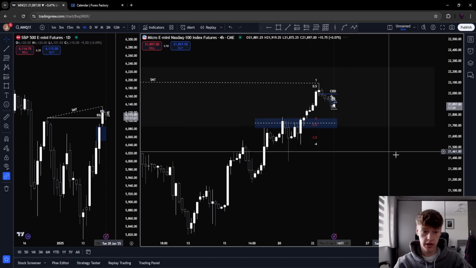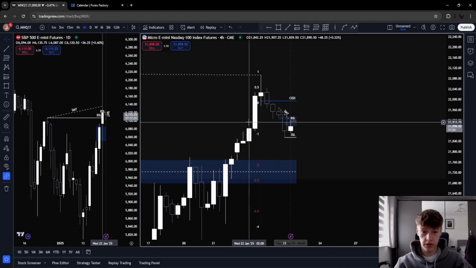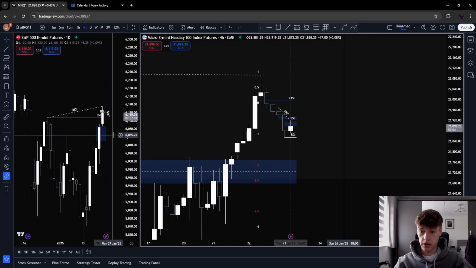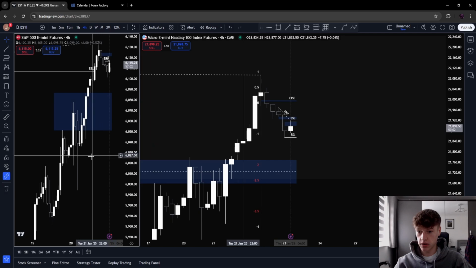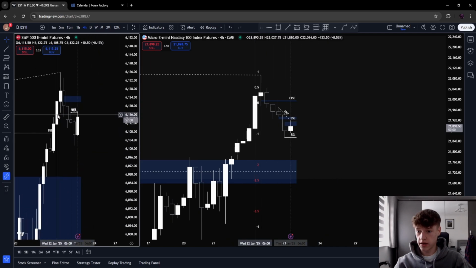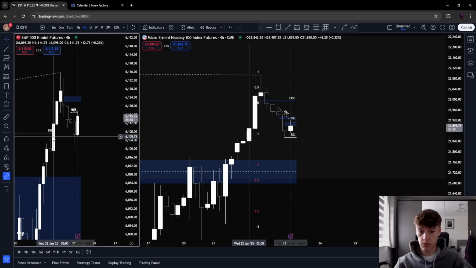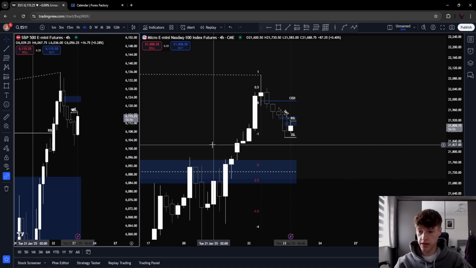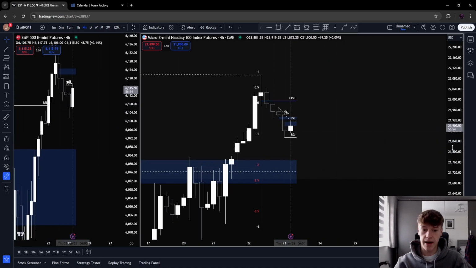And zooming in on the 4-hour, we've inversed this 4-hour gap right here. Same on ES, we inverse that little one. We are holding that one right now on ES, but I want to see the daily gap become the draw.